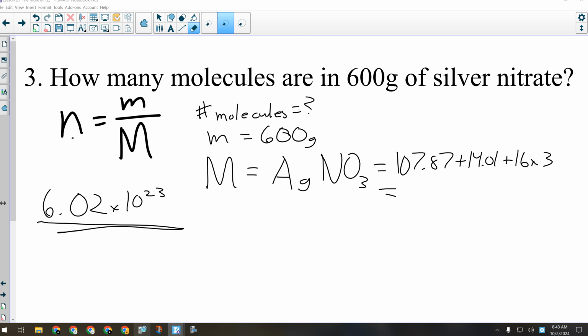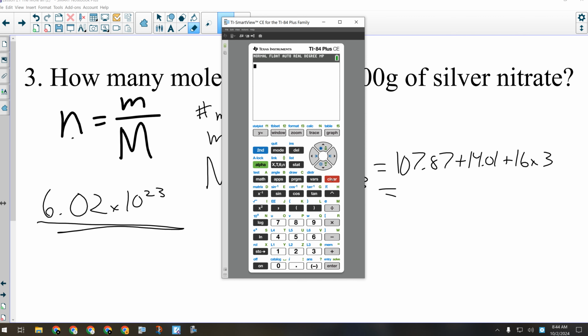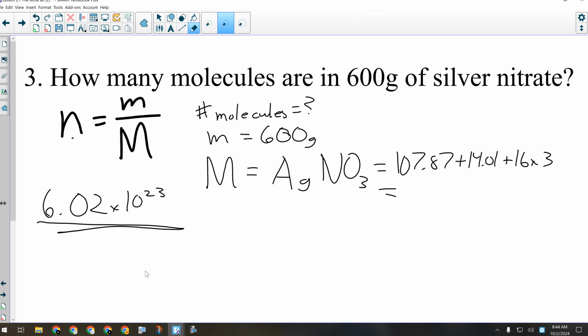Sorry, I should have fired that up earlier. It takes a while to load. 16 times 3 is 48. So 107.87 plus 14.01 plus 48, which is 16 times 3. 169.88. What were the units for that? Grams per mole. So we got that in grams per mole.